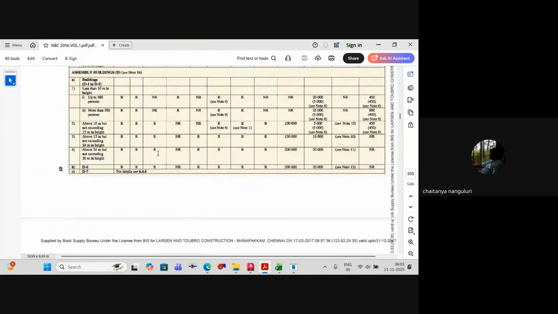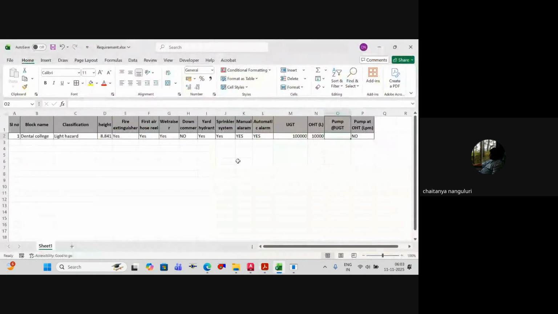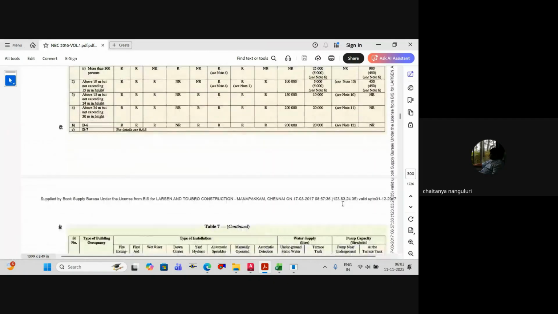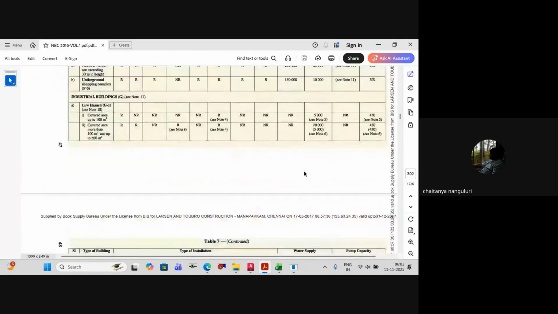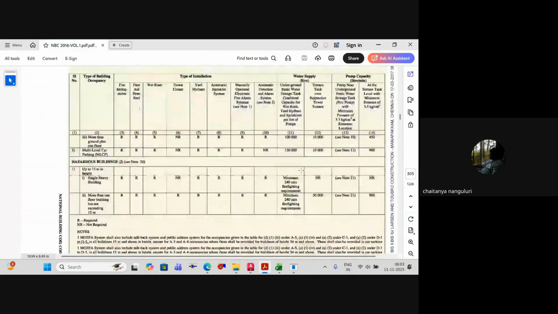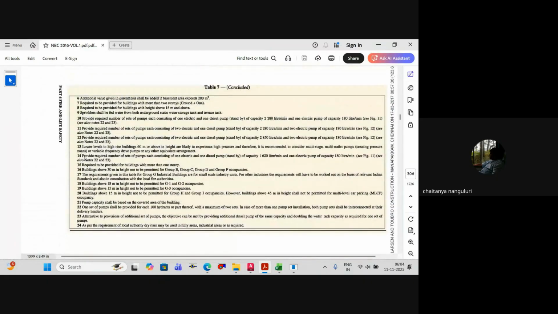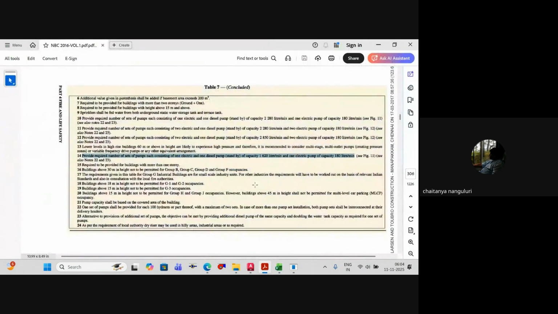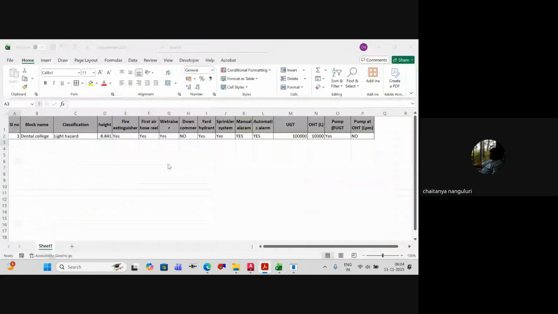Now we'll go to required. See note 14. You have to refer to note 14 again. Note 14 says provide required number of sets of pumps, each consisting of one electric, one diesel of 1620 LPM, and one electrical pump of 180 LPM. Understood? So I'll write yes, and here I'll write what is required. I require two pumps, one electric, one diesel, with a capacity of 1620 LPM.